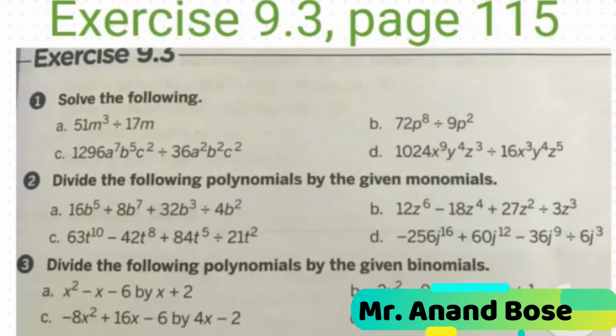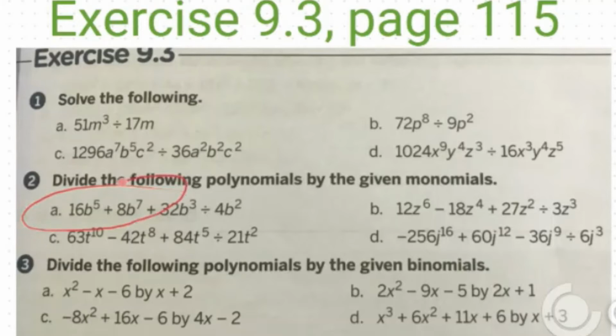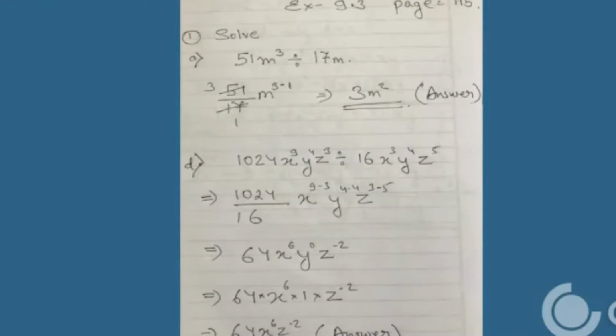As you can see, here there are questions with simple monomial by monomial, like a single term divided by a single term. Here there are polynomials divided by a single term, and there are multiple terms divided by multiple terms, or polynomials by binomials. So one by one we will move on and do it. See, question number 1 is solved.